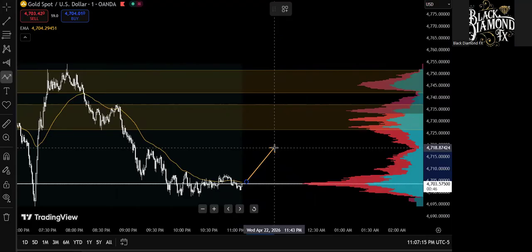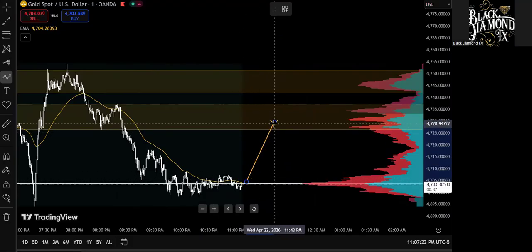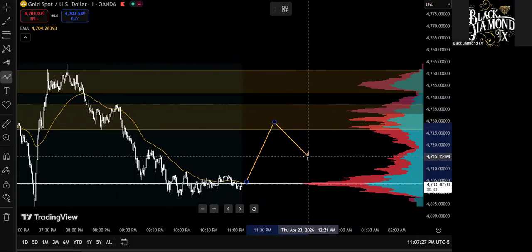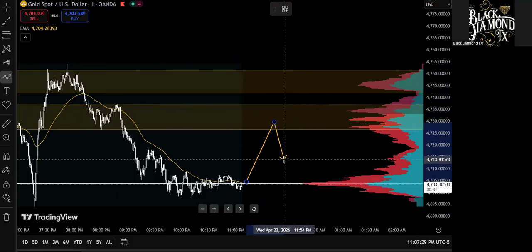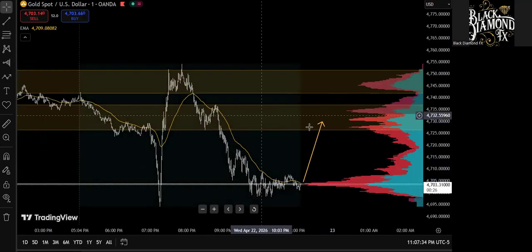You just got to pay attention. Come up. All right. This could possibly be reversing as well. So it could come up into there, then come down and bounce off this low volume node and then continue going up. But you just got to pay attention. Pay attention, be patient, and trade the price action.